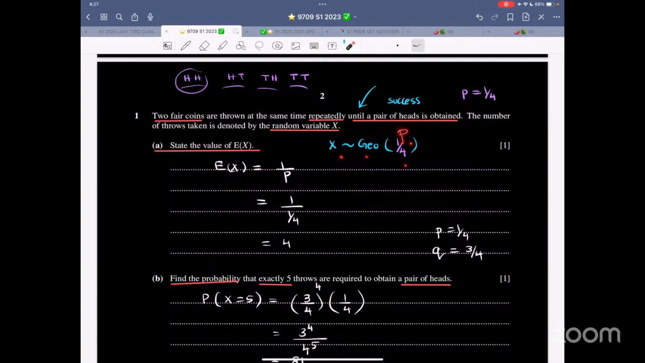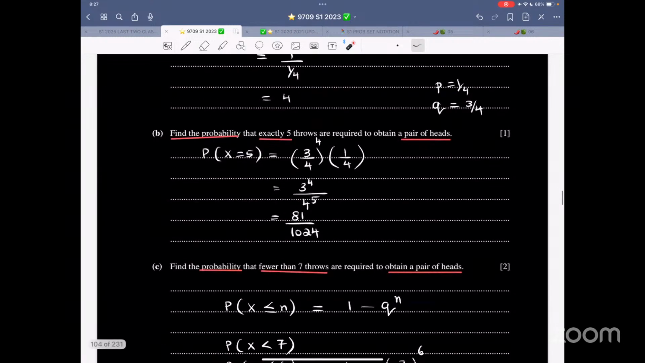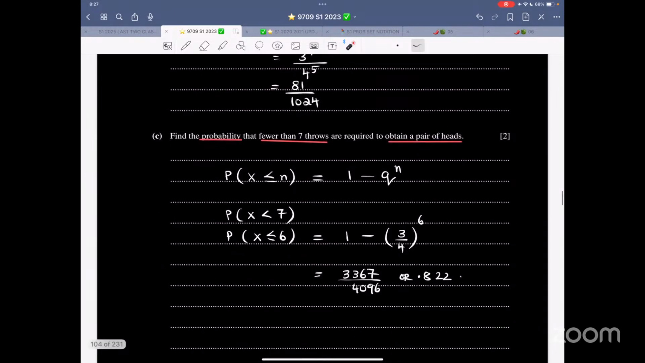This is the probability of success. Expectation of X is the reciprocal of the probability. Therefore, this comes out to be 4. Find the probability. Exactly 5 throws are required to obtain a pair of heads. 5 throws means there are 4 failures and there is 1 success. Find the probability fewer than 7. The formula is for lesser than or equal. Fewer than 7 means lesser than or equal to 6. That was a very basic question.